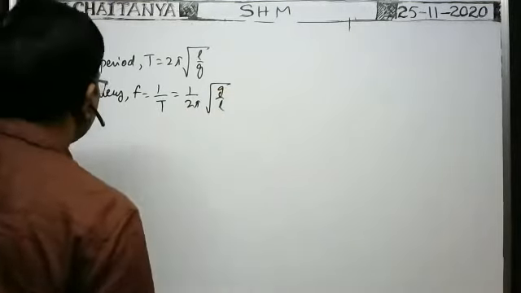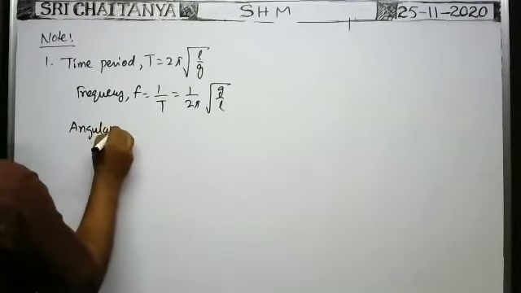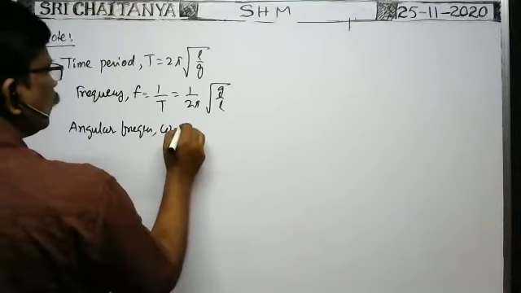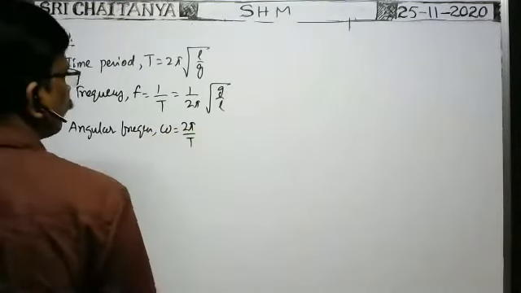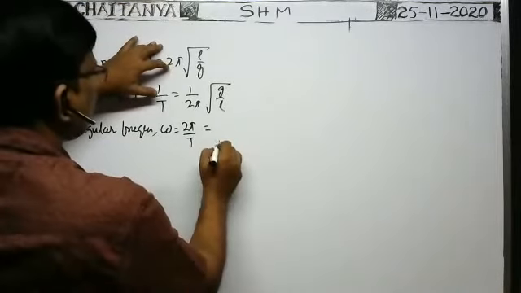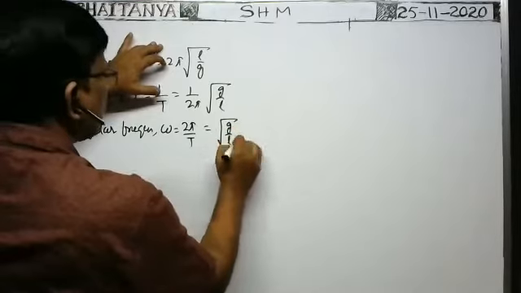It is the frequency. Angular frequency, omega is equal to 2 pi by capital T, that is equal to 2 pi by 2 pi root L by g, that means root g by L you will get.